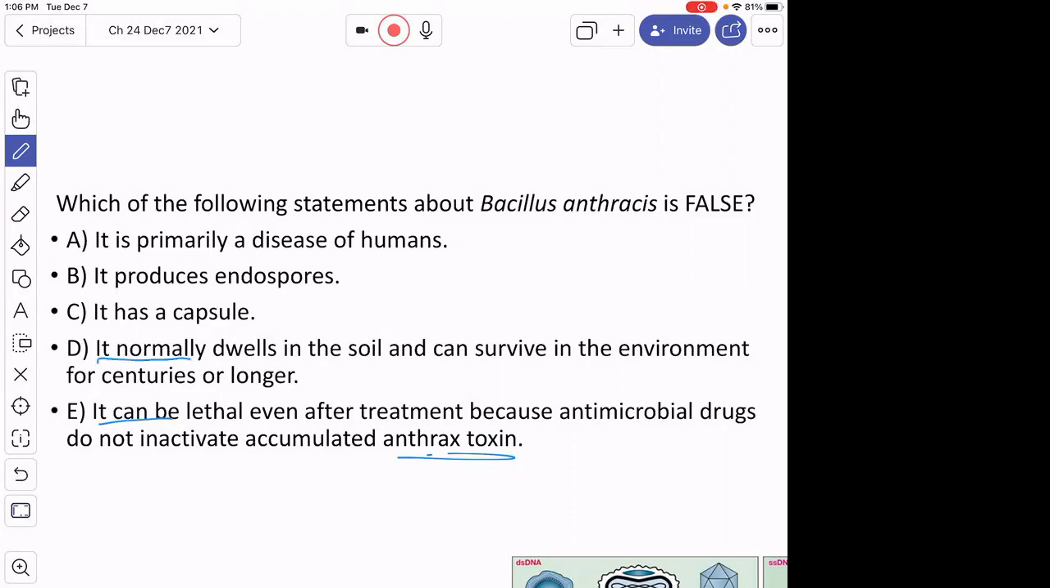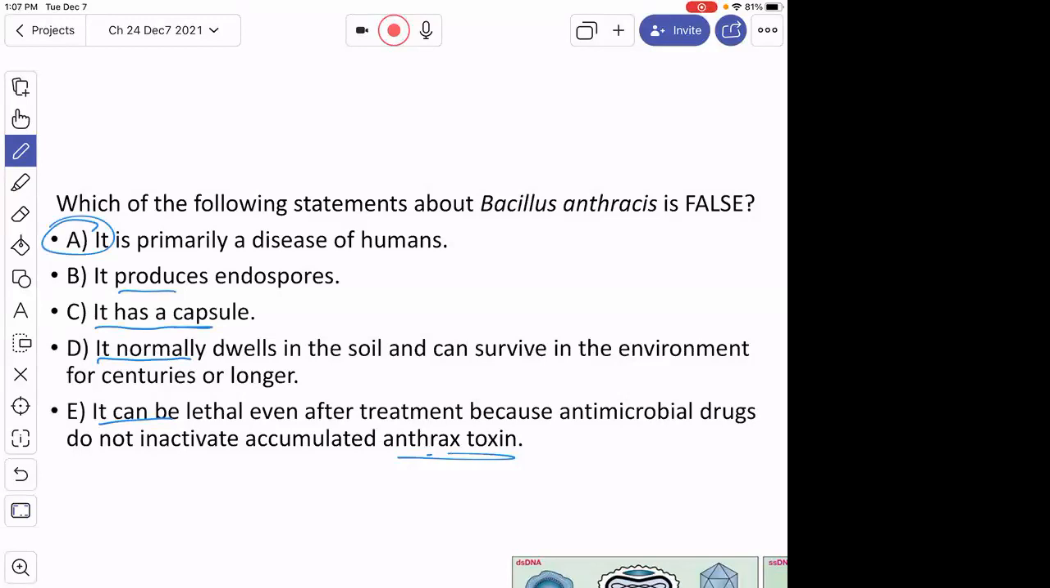Yes, it normally dwells in the soil. Those endospores can be viable upwards of thousands of years possibly. It does have a capsule. We didn't talk about that a whole lot, other than to mention it was a capsule that is a little bit unique. It's more of a protein capsule rather than a polysaccharide capsule. It does produce endospores. So correct answer here, this is a zoonosis.